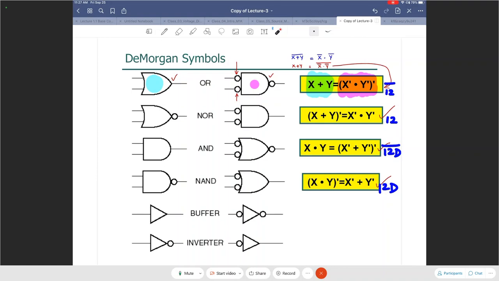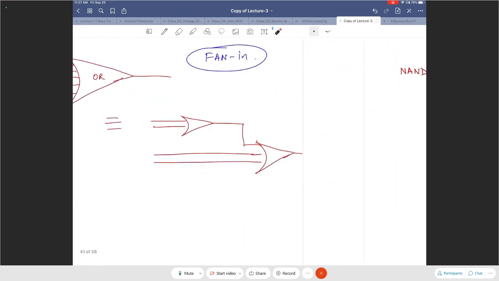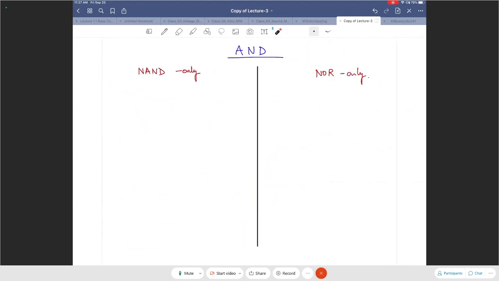Let us do a sample problem here. Over here, my goal is going to be to synthesize an AND gate, but I'm going to use only NAND gates on the left side, and only NOR gates on the right side. Let us see if we can do this. So I'm starting off with AND, right? So let me just draw the AND gate. This is my AND gate.